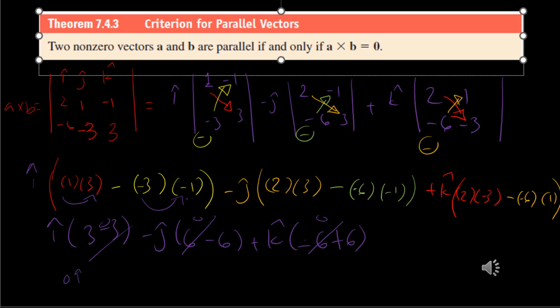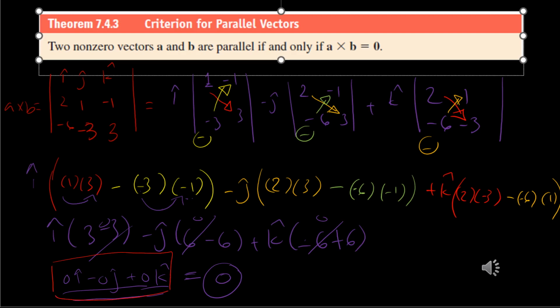So I had 0 i hat, -0 j hat, and 0 k hat, which equals 0. Here, don't just write 0. You have to write this as well, because I had this type of question in the midterm, and the marker gave me full marks when I wrote all this, but my friend just wrote 0 and didn't write this, and she didn't get the full marks. So make sure you write this as well.